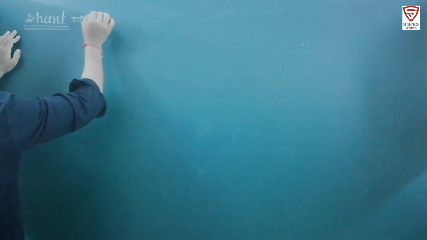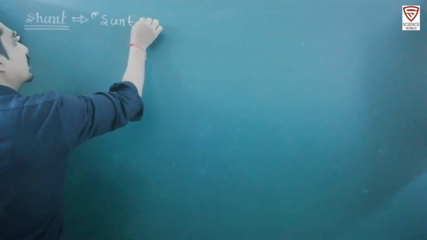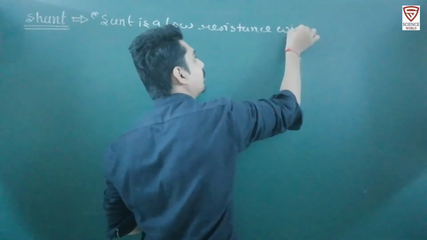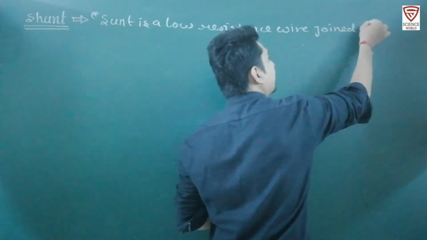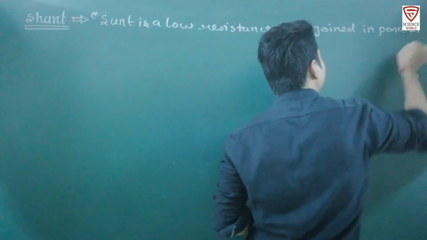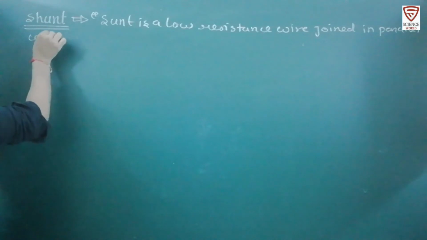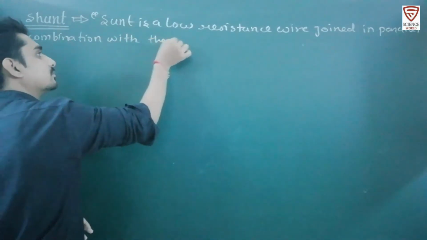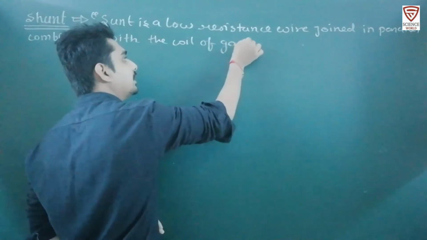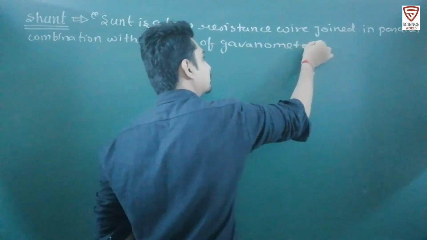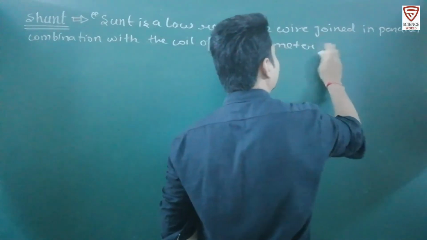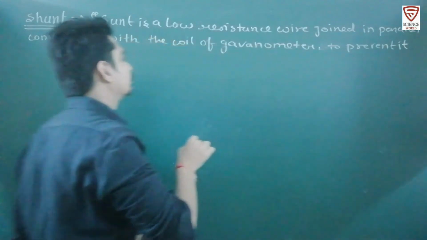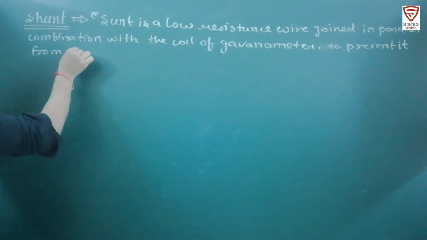So we can define this. Shunt is a low resistance wire joined in parallel combination with the coil of galvanometer to prevent it from any damage.